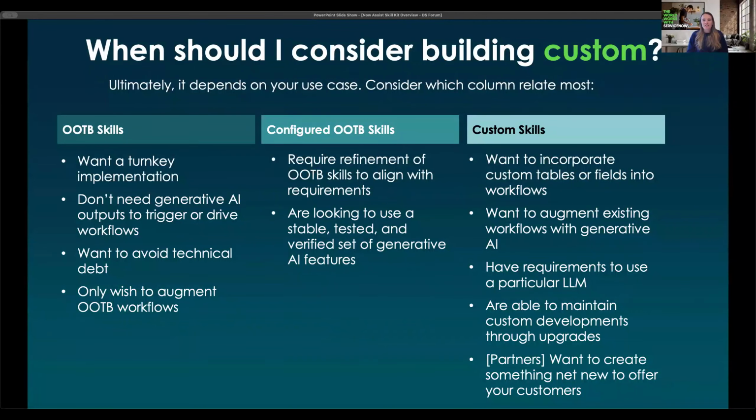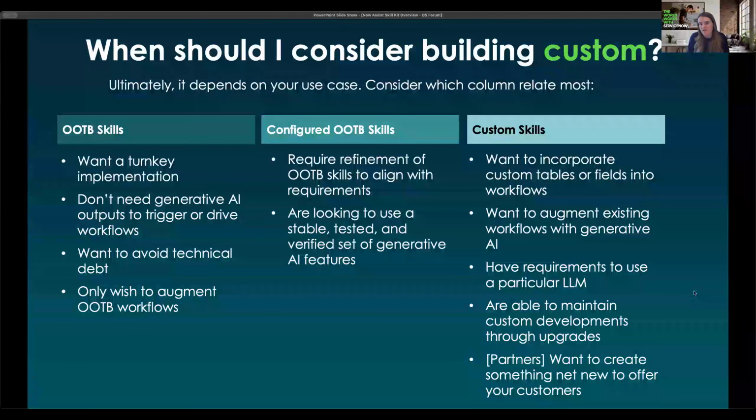Now, when would you consider building custom? It really depends on the use case that you're looking at, and just going left to right. If you're just looking to have a turnkey implementation, I've talked to a few customers that have had very custom implementations in their ServiceNow, and it just leads to a lot of technical debt and a lot for them to maintain. Upgrades can be a pain. So they've ended up Z-booting and starting from scratch. If that sounds like you, you might want to just stick with out-of-the-box skills, and talk to our product managers if there's a specific generative AI functionality that you're looking for as an out-of-the-box skill. But that's an option for you.